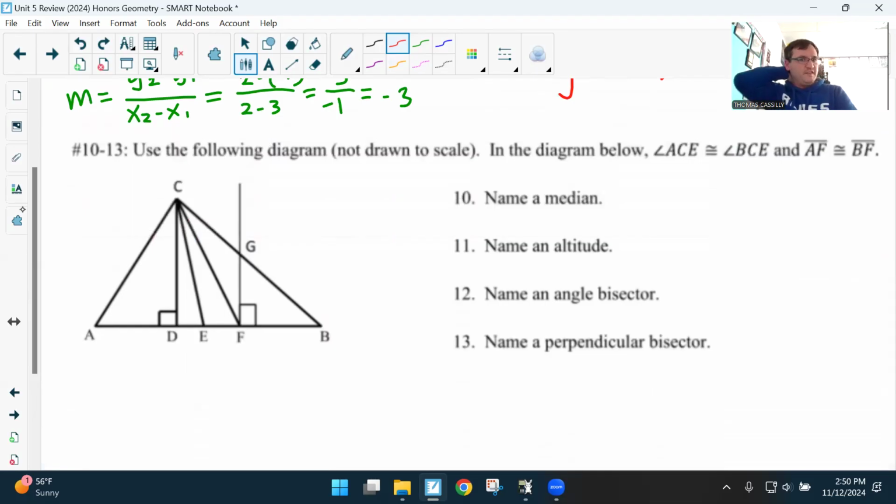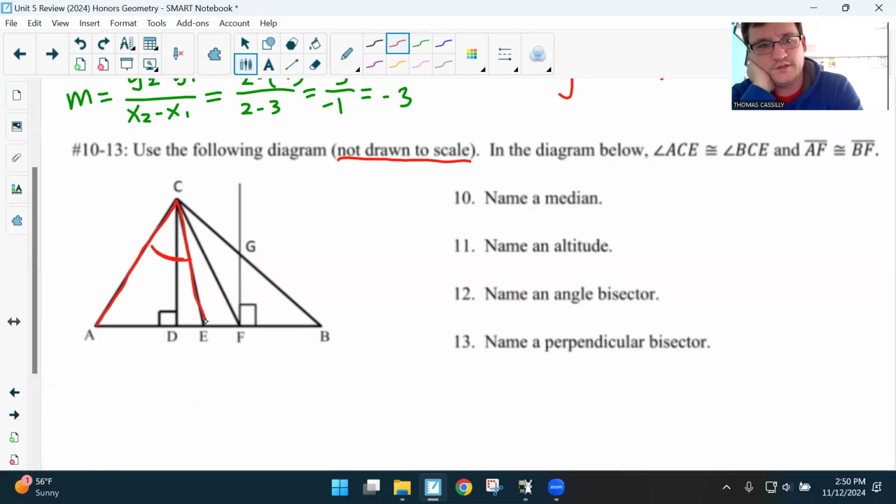10 through 13. Use the following diagram that is not drawn to scale. All right. So acute angles might not be acute. Obtuse angles might not be obtuse. All right. In the diagram below, angle ACE. Right. So ACE, this angle right here. Right. So there is ACE. I'm just going to draw it in there. ACE.